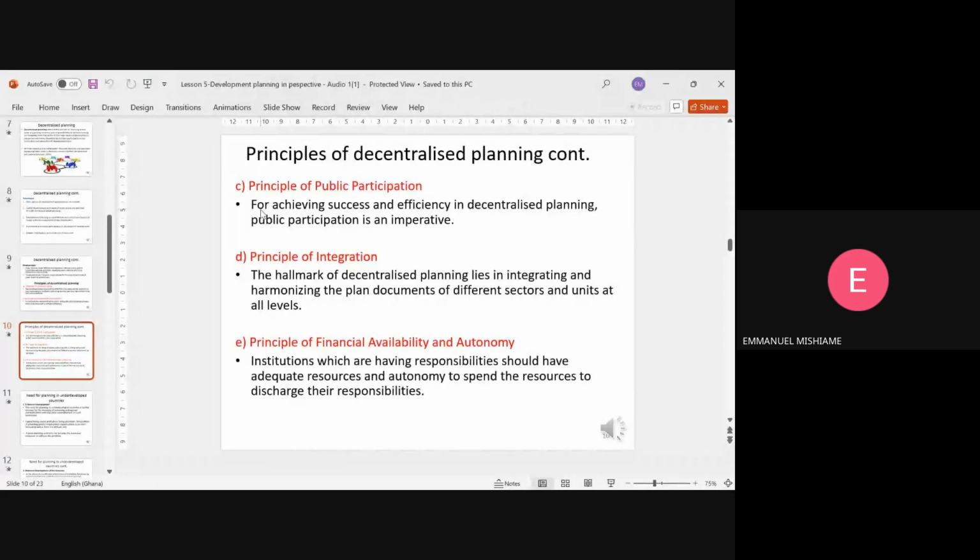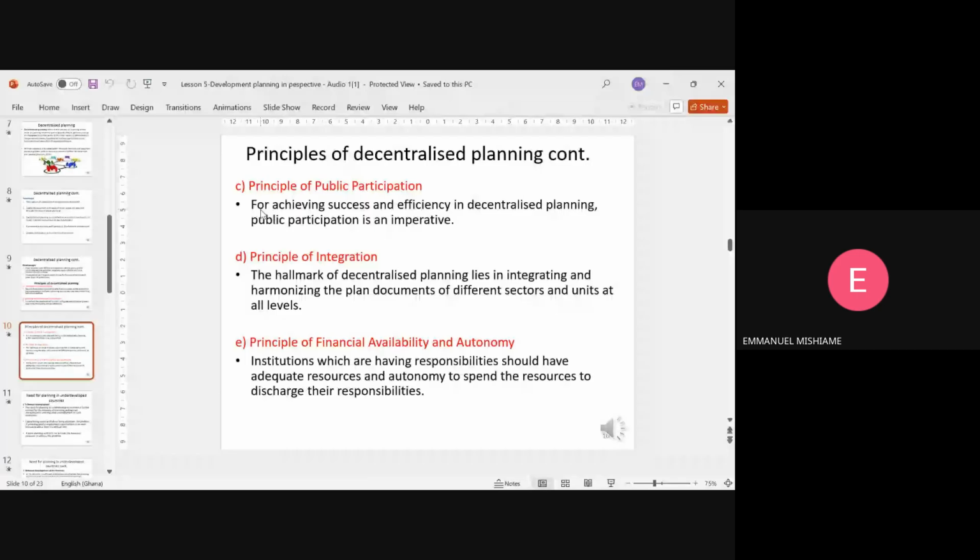You can't send a child or a student to go and get you wachi without giving the child money. How is the person supposed to go get there? Whose money is she supposed to use to buy the wachi? Okay, so whoever has been given a responsibility must be allocated the right resources to discharge those duties effectively. All right, so these are also the principles of decentralized planning.